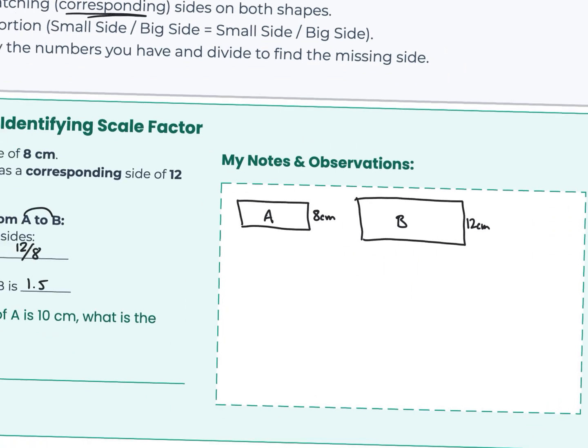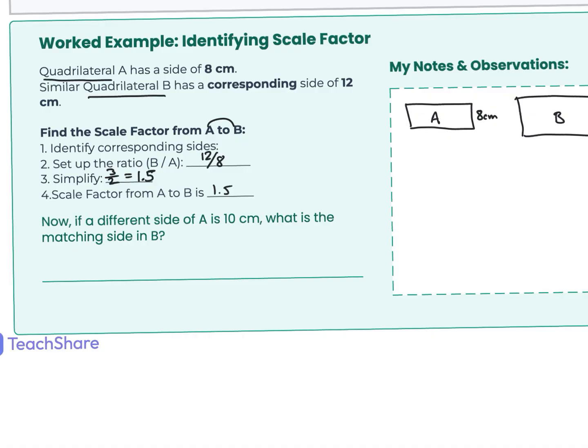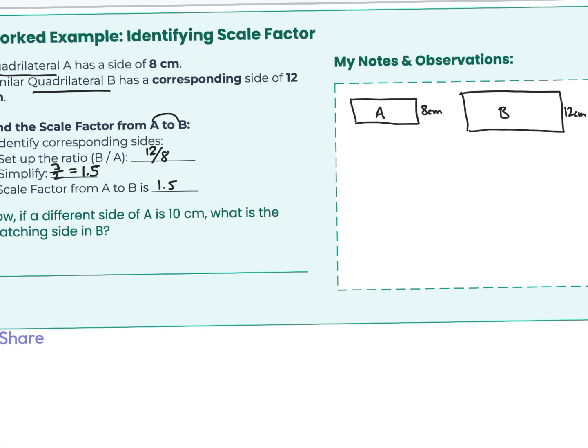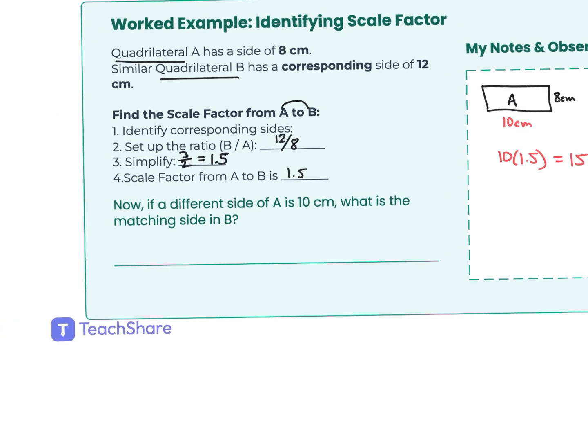So what does that mean? Here, what we can do is, if we know a different side of A is 10 centimeters, so now we know that this side is 10 centimeters, we can use that scale factor to find the corresponding side in B. Since we know that 8 times 1.5 is 12, I can take 10 and multiply it by that scale factor of 1.5, which is 15. And so then we would know that the side length of that other side on B would be 15 centimeters.